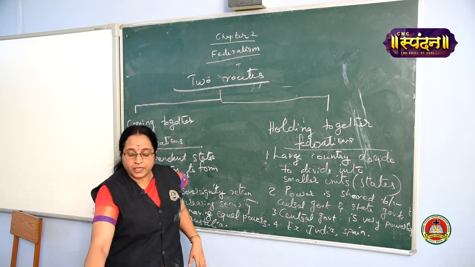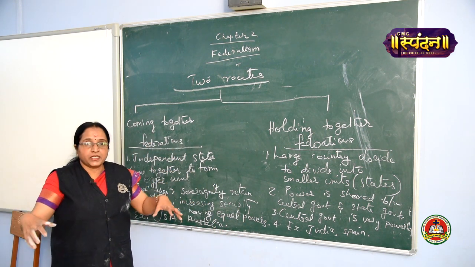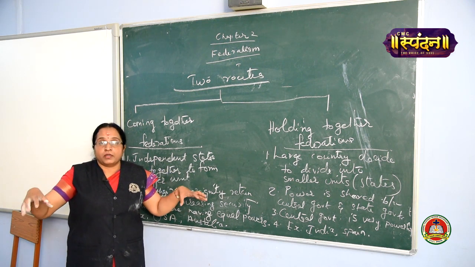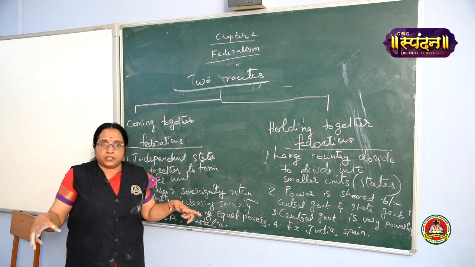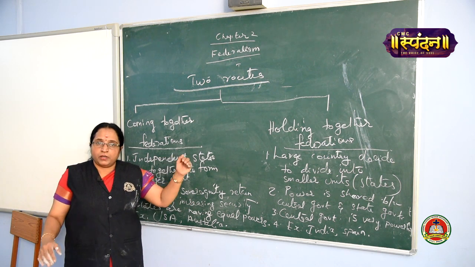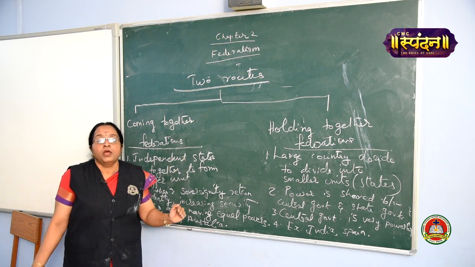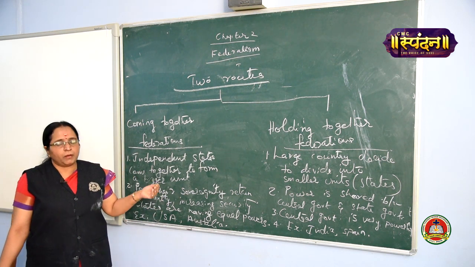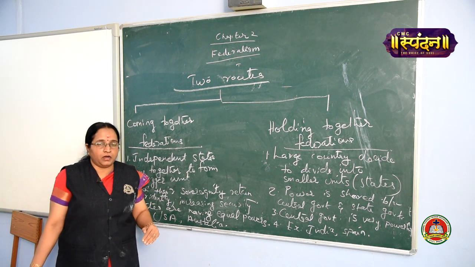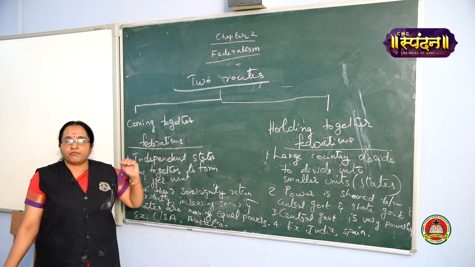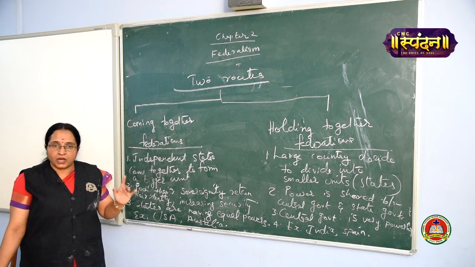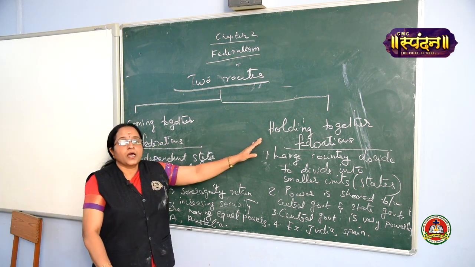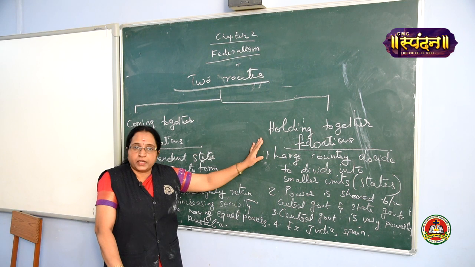Now see, what do you understand by holding together federations? Holding together federations, it is like holding, isn't it? The central government holds the small state governments. Understood? That means the central government is more powerful. Example, India, isn't it? Anything that happens in India, the central government takes the final decision, right? So this is coming together federations and holding together federations.